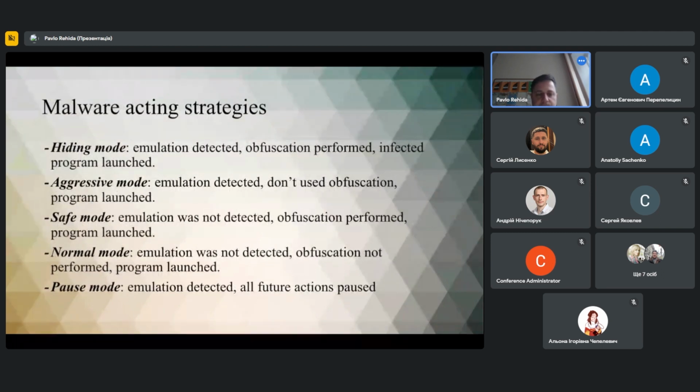If we are talking about two avoid techniques, and if malware can have them, we can describe five modes of how this malware can run: hiding, aggressive, safe, normal, and pause mode.